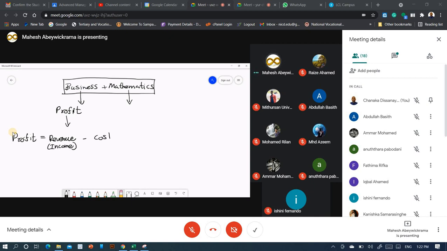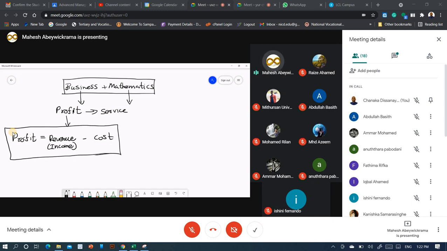Minus cost. The difference between the income and the cost will give you the profit of the business. Profit of the business, right? So basically, we are doing a business to gain a profit. At the same time, we are giving a service to the community, right? And at the same time, we are gaining profit from a business.